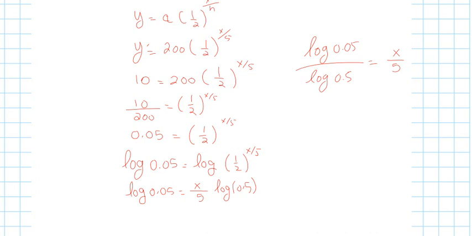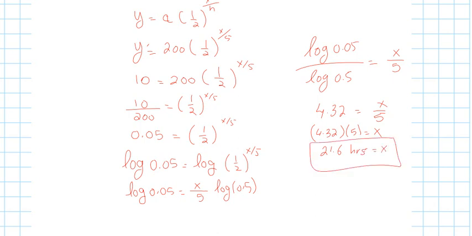Okay, now you multiply by 5. Yeah, so find this answer and then multiply by 5. 4.32. And then multiply by 5. So what is that? 21.6. So you need 21.6 hours to get rid of most of the caffeine that you started your day with. So it's going to take you almost a whole day to get rid of most of the caffeine that you drank in the morning.